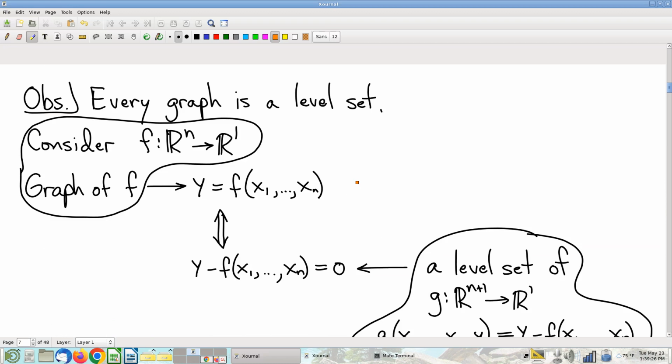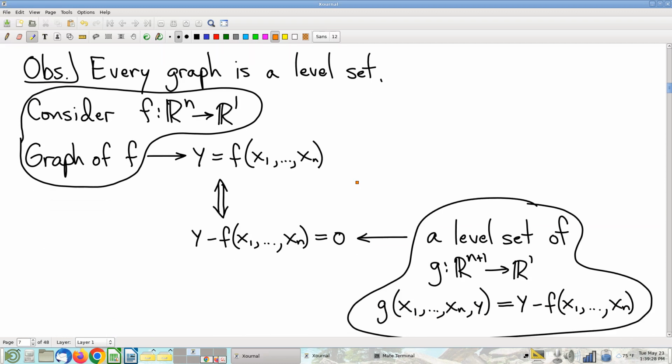Okay. Let's see here. Neat fact. Useful fact. It turns out every graph is a level set. Unexpected. Now, I emphasize graphs and level sets are not the same thing. I do hear that it sounds like I contradicted myself, right? Very importantly, every graph is a level set of a different function.